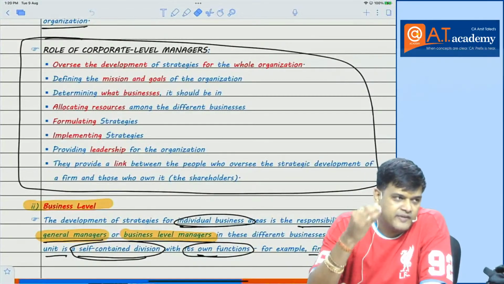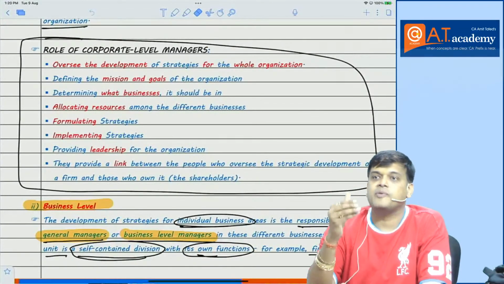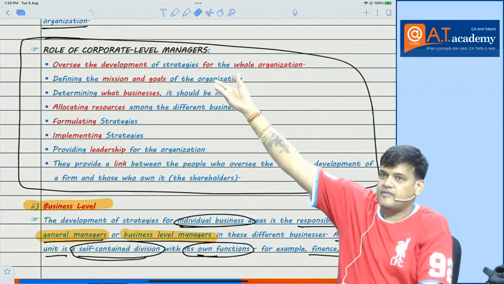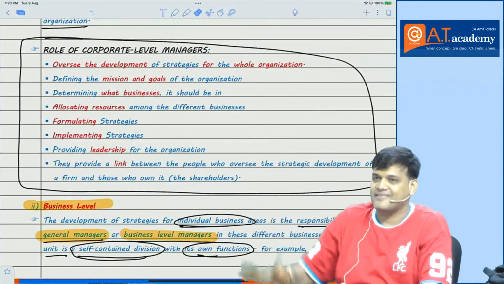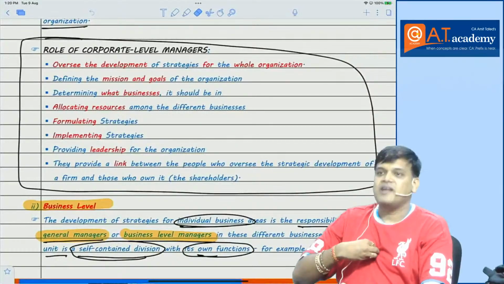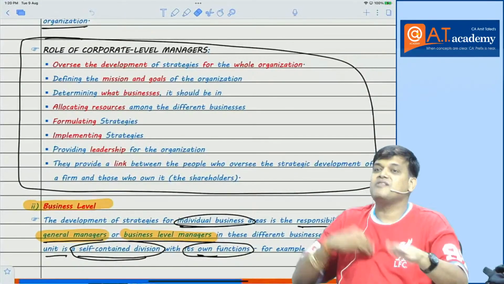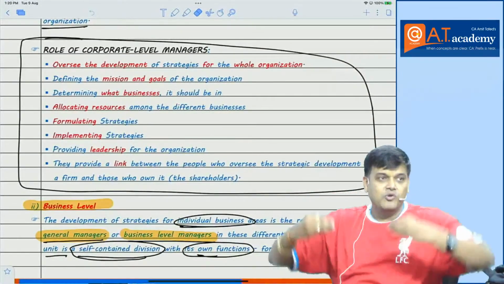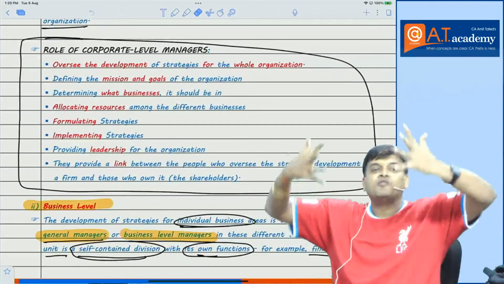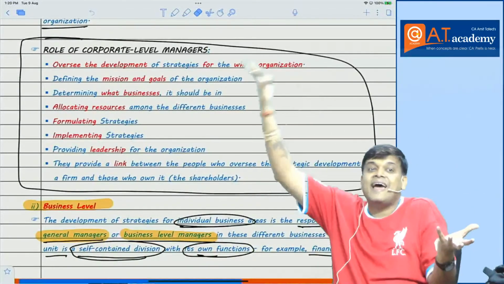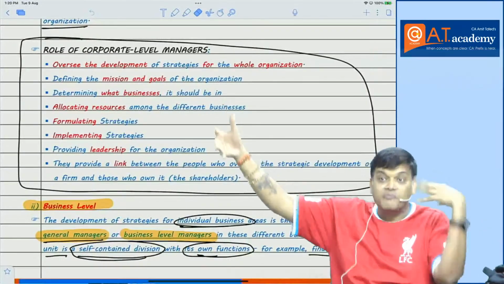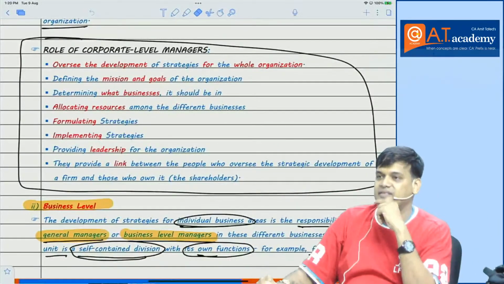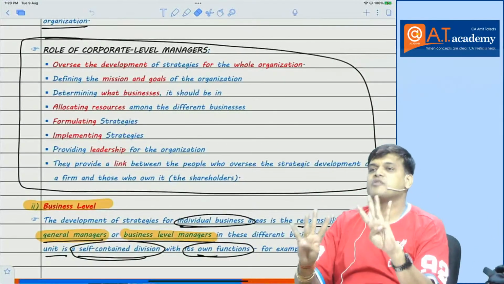And last concept, very important. Shareholders: how will they come to know their money invested is giving good returns? So corporate level. Functional level or business level will not interact with shareholders. Who will interact with shareholders? Corporate. So they are the link between organization and shareholders, business and shareholders, managers and shareholders. Everybody clear? 8 points, easy.